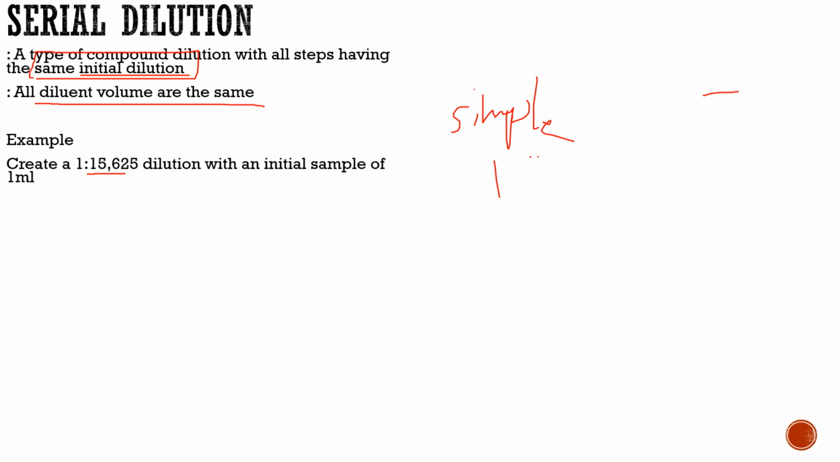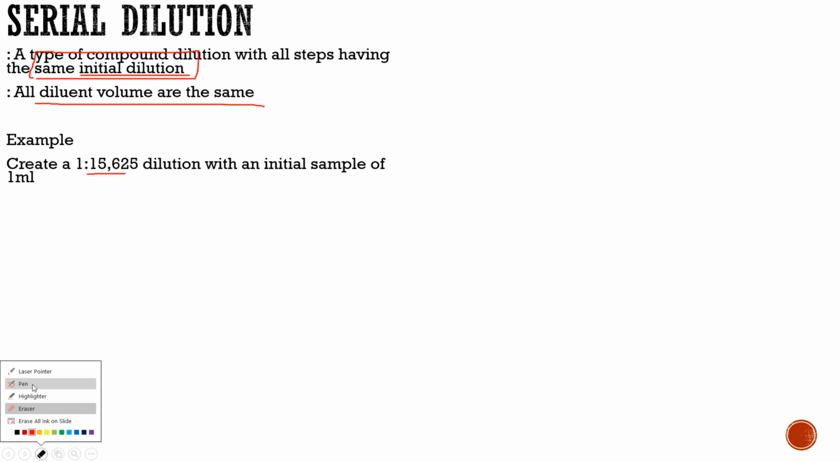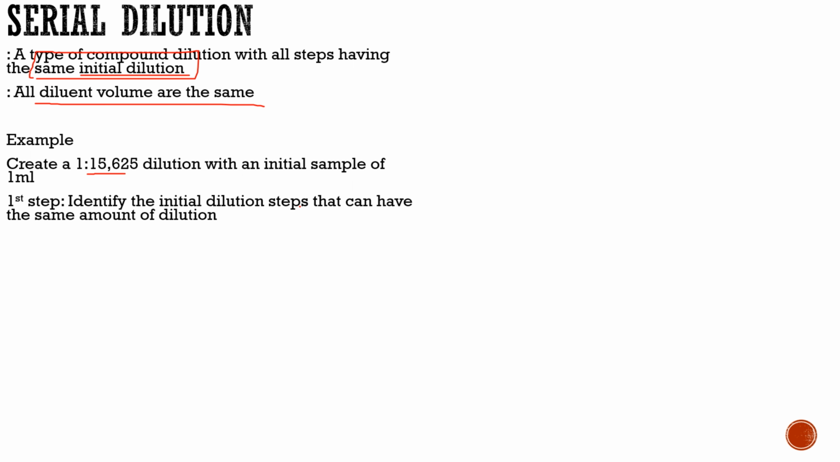So ang diluent mo is 15,624 ml or 15 liters, 15.6 liters. Sobrang laki and that's not recommended. Kasi again, magkokos yan ng proson or poson. Now, to do this, identify the initial dilution steps that can have the same amount of dilution.